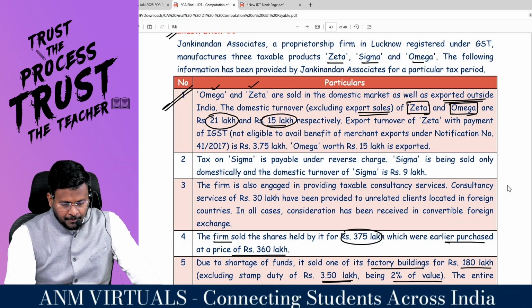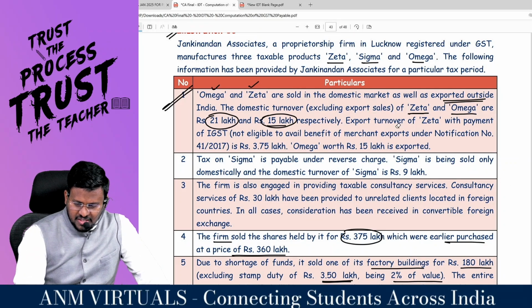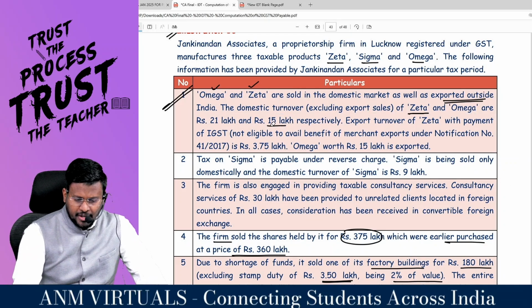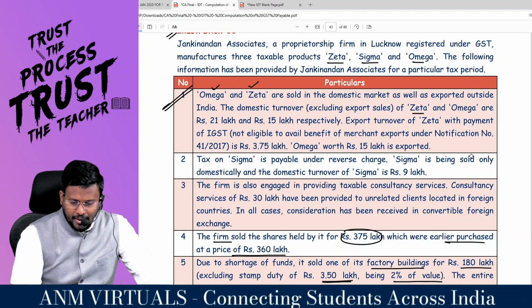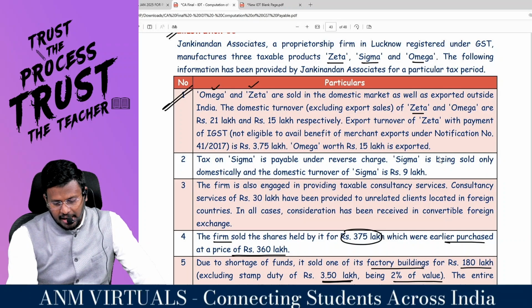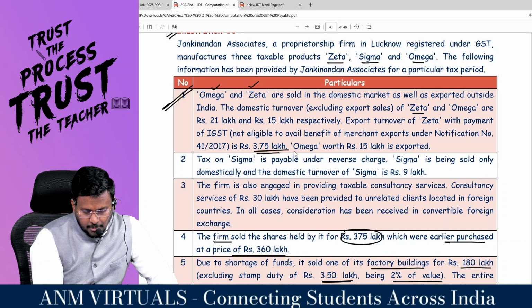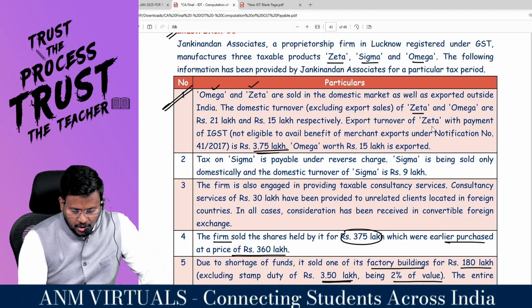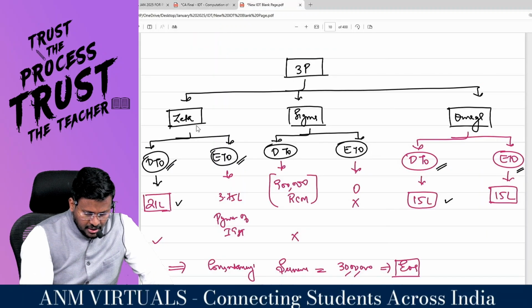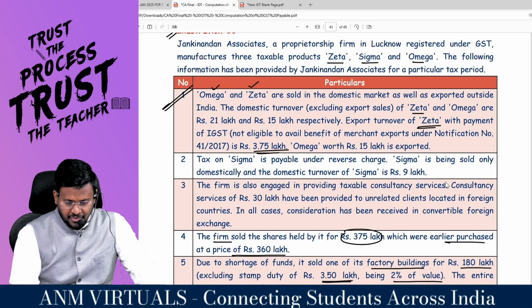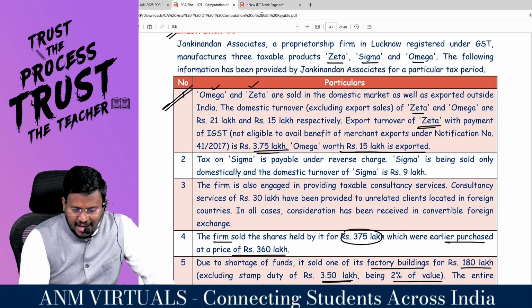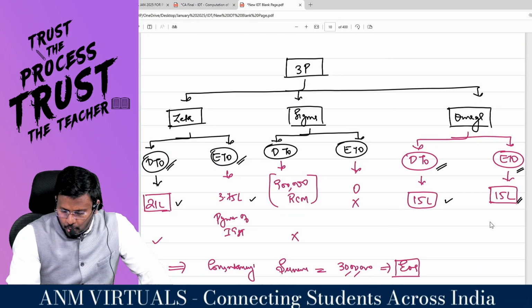Shall I proceed further? Export turnover of Zeta with the payment of IGST, not eligible to avail the benefit of merchant export under the notification, is 3.75 lakh. That means the export turnover of Zeta is 3.75 lakh. For Zeta, export turnover is 3.75 lakh. And Omega worth rupees 15 lakh is exported. For Omega, export turnover is 15 lakh.